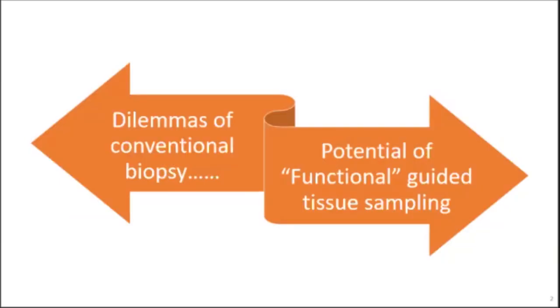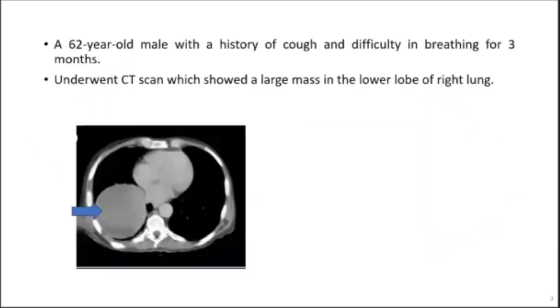So in this scenario, at the start, I will show you two case examples so that everyone will have a small idea of what we are going to present in a simpler way. So just take an example. It is a 62-year-old male. He has a history of cough and difficulty in breathing for 3 months.